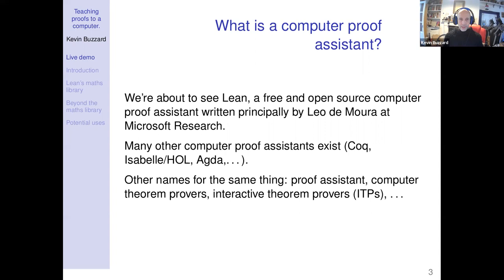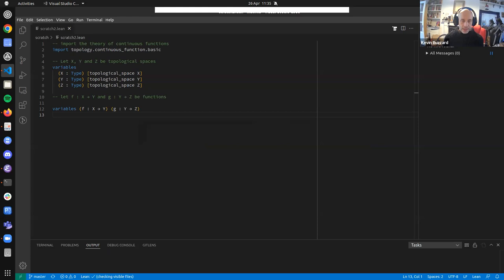Some people call them interactive theorem provers, because if you're an expert, you'll know that as well as interactive theorem provers, there are things called automatic theorem provers. Automatic theorem provers try and prove the theorem for you, whereas with interactive theorem provers, you prove the theorem yourself and the computer checks it. So let me stop talking about them and actually start showing you one of these things. Here is a computer theorem prover in action.